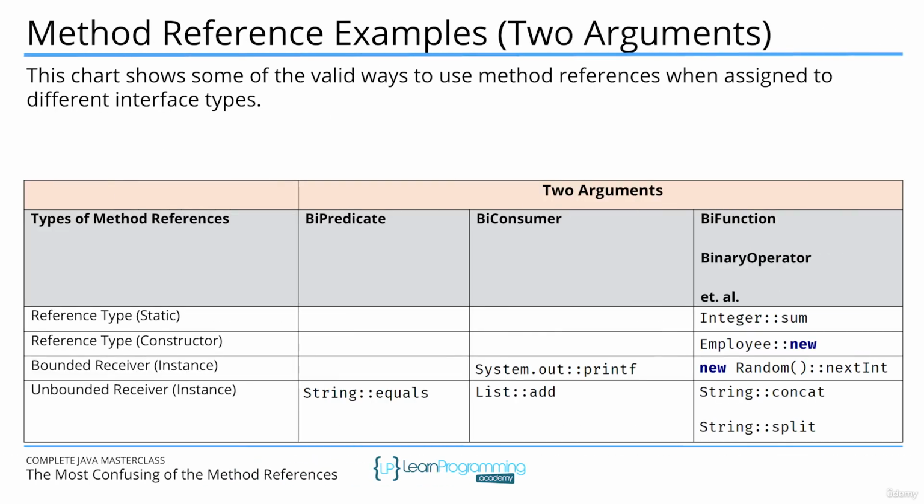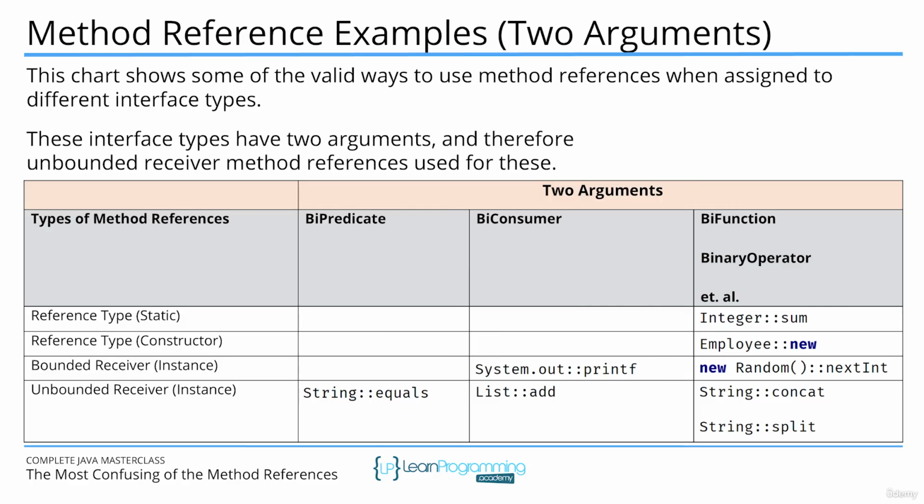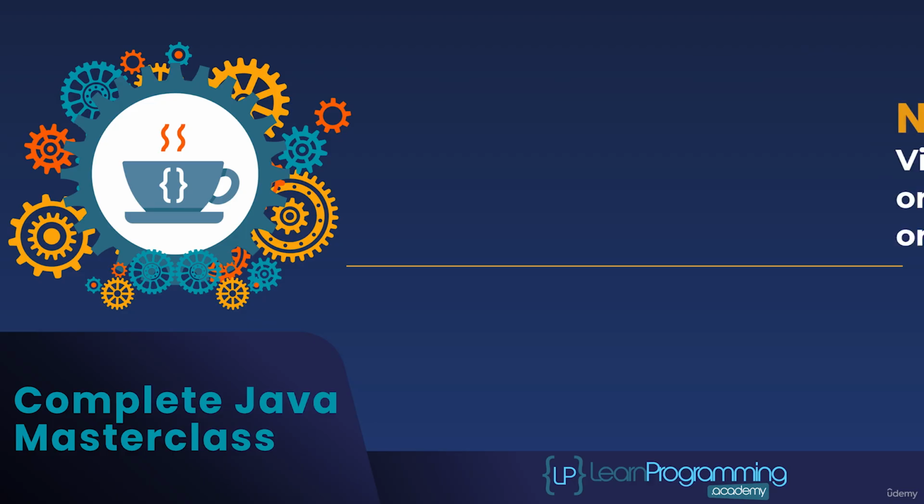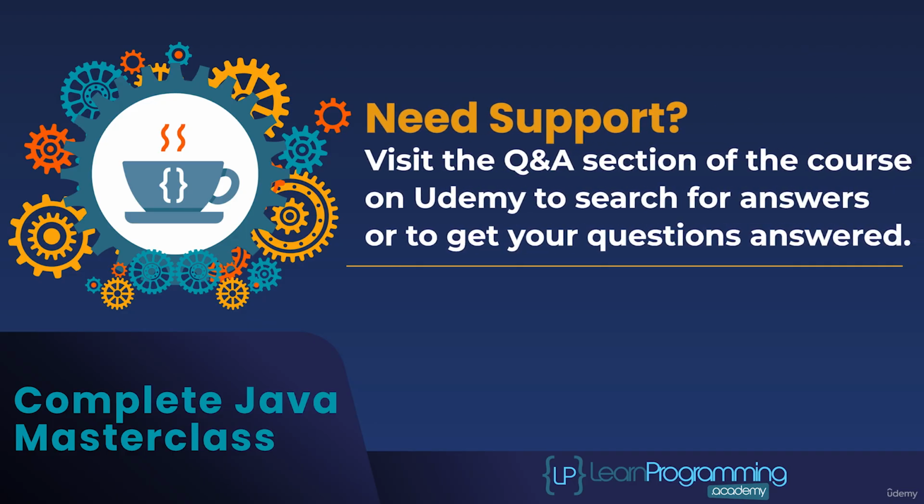This chart shows some of the valid ways to use method references when assigned to different interface types. These interface types have 2 arguments, and therefore it's more common to see the unbounded receiver method references used for these. In the next video, I'm going to give you a method reference challenge. Hopefully this will encourage you to get used to using method references in your everyday coding.